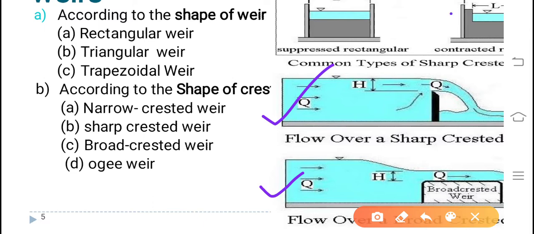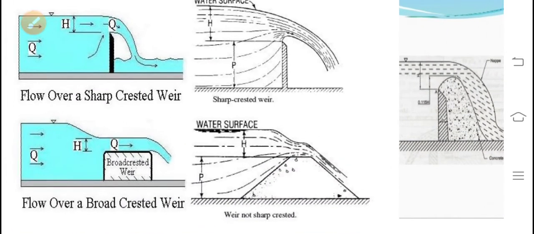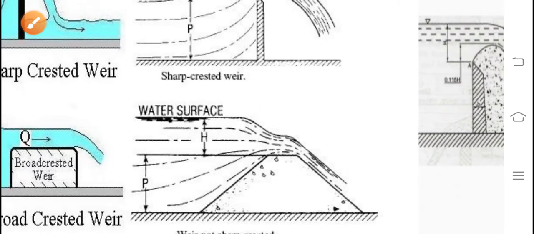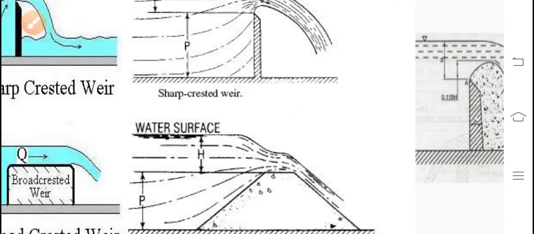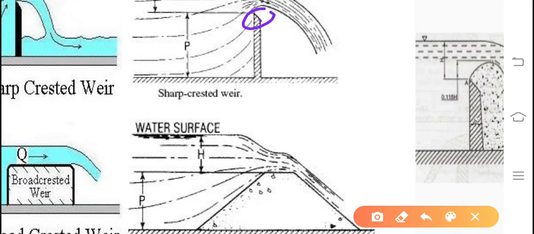Here you can see sharp crested weir, broad crested weir. This is a sharp crested weir, this is a broad crested weir, this is a weir not sharp crested, this is a sharp crested weir. See, sharp crest here, sharp crest. Whereas here it is not sharp, it has a wider crest.